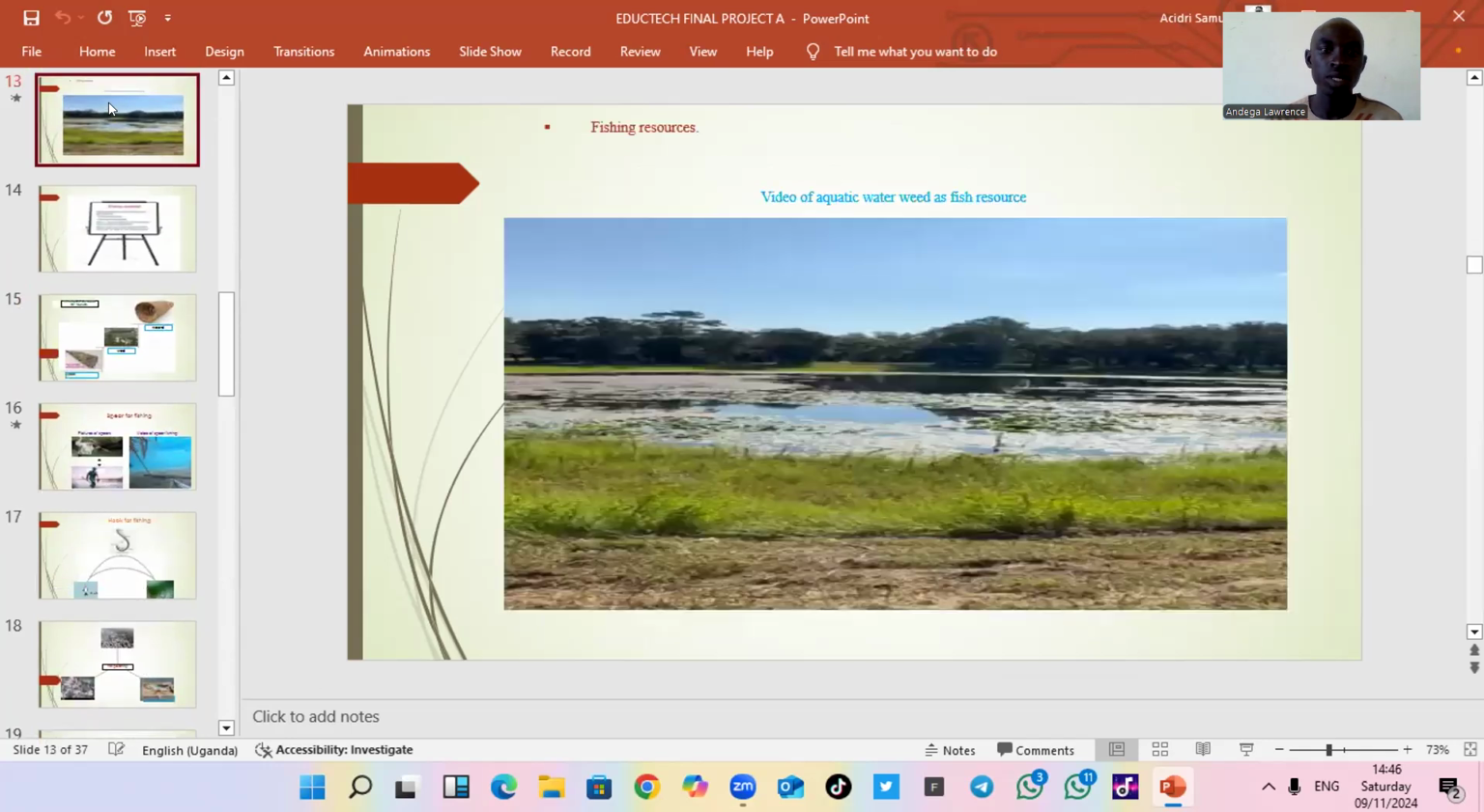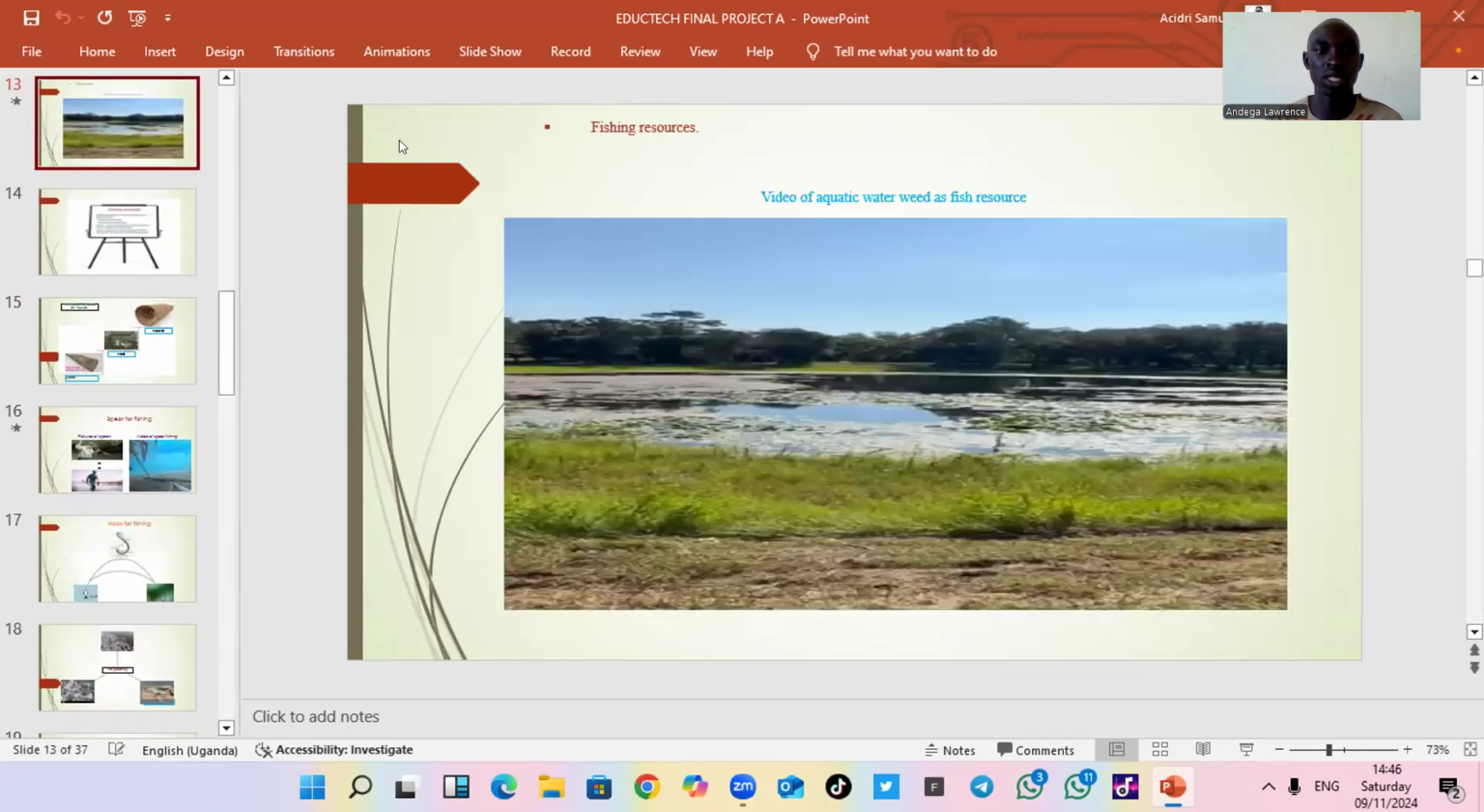Furthermore, another fishing resource we have can be seen in a video. It can be seen clearly in this video. Can we have a look at it?